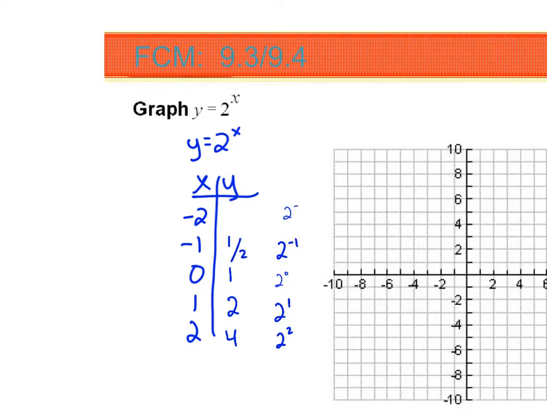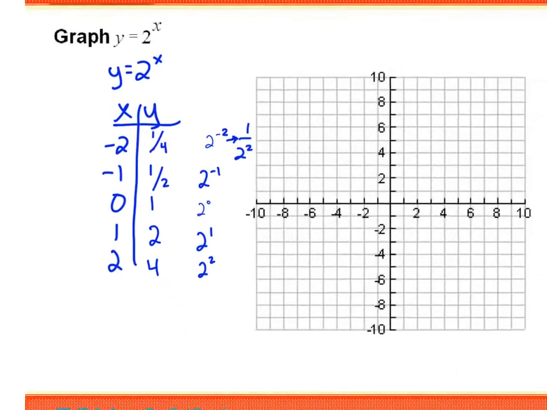1/2. 1 over 2, right? Remember that a negative exponent sends it to the bottom, right? And then 2 to the power of negative 2, well, that's 1 over 2 squared, which is 1 over 4, or 1/4. Okay? So that's where I'm getting all those values.